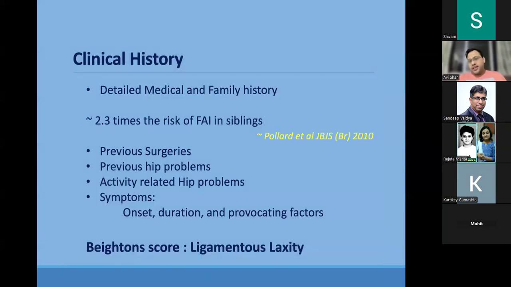With any examination, as we know, clinical history is extremely important: a detailed medical and family history. We know that conditions with FAI can run in families, with a 2.3 times higher risk in siblings. So always look for family history. Always look for previous surgeries, other hip problems, activity related problems, the type of symptoms, the onset, duration, provocating factors, and ligamentous laxity.